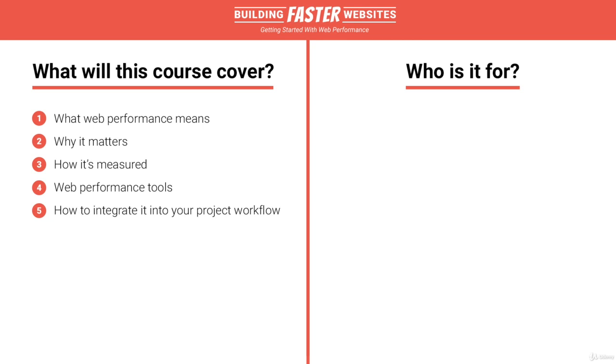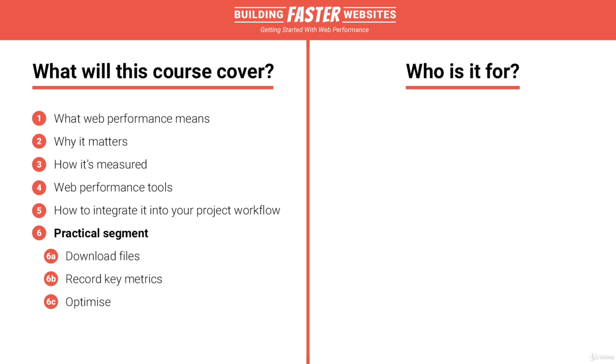And then, the real meat of the course begins. I believe one of the best ways you can learn is by doing, so at this point we'll begin the practical segment. This will involve downloading files for a basic, average website made with common frameworks such as Bootstrap and jQuery. We'll measure this website, record its key metrics as they stand, and then, step by step, I'll teach you how to improve its performance through optimization. Along the way, as changes are made, we'll generate new measurements to see the real-world impact our performance optimizations have on the website's key metrics.